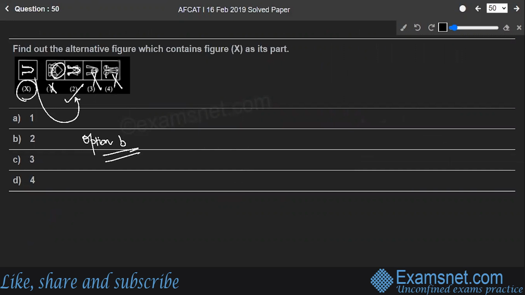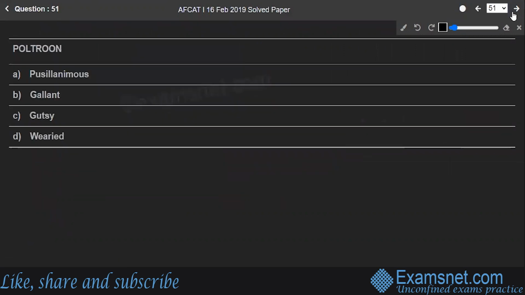Hope you're clear again. Next is question number 51. Questions 51 to 53 have certain instructions. Out of the 4 alternatives, you have to choose the one which best expresses the meaning of the given word. The given word is poltroon, and you have to find out which of these 4 options expresses the correct meaning of the word.